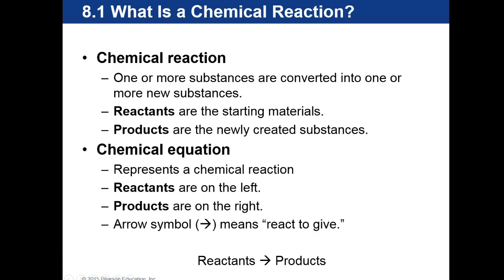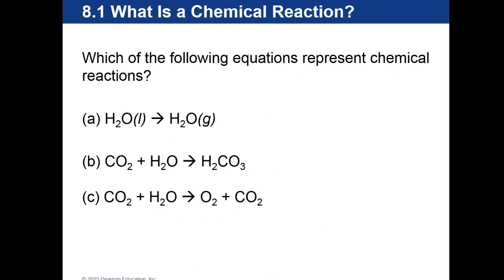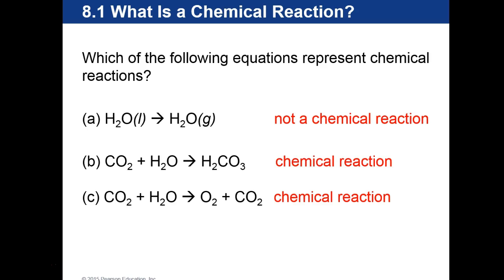The reactants are on your left, and the products will be on the right. The arrow means react to give. So which of the following equations would represent chemical reactions? As you can see, water going from a liquid to a gas is not a chemical reaction. But carbon dioxide plus water going to H2CO3 is a chemical reaction. So is the third one here.